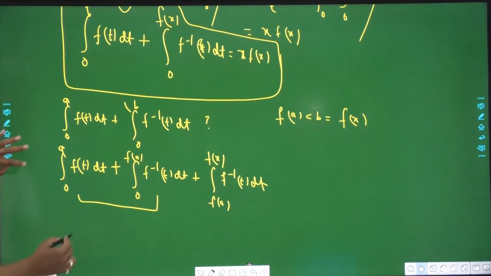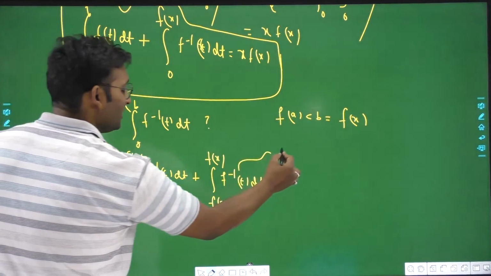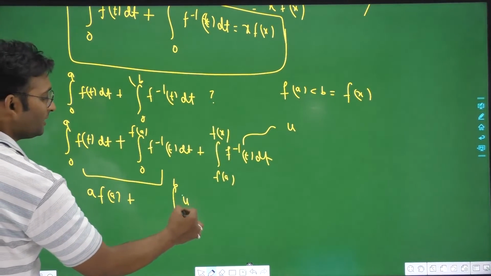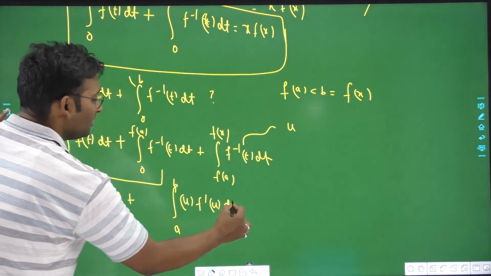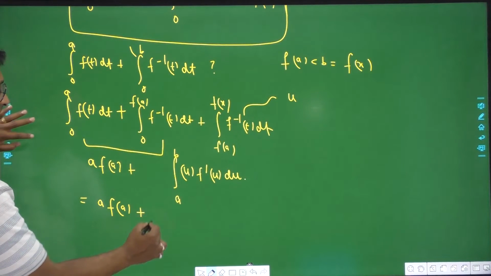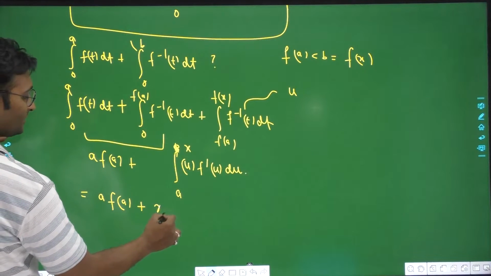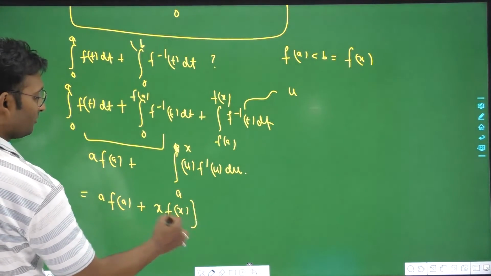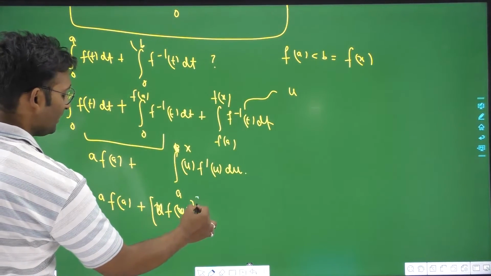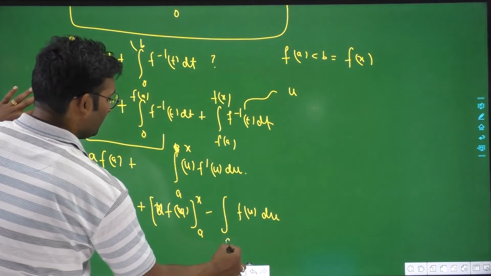as x into f x, so this will be equal to a into f of a plus, now in integrating, what will we take? f inverse, you take it as u, that implies you are integrating it from a to x, you're getting u into f dash u into du, and what you are getting ultimately is a into f a plus x. Okay, so you're integrating it, so you'll get x into f of x from u into f u from a to x minus integration f u du from a to x.